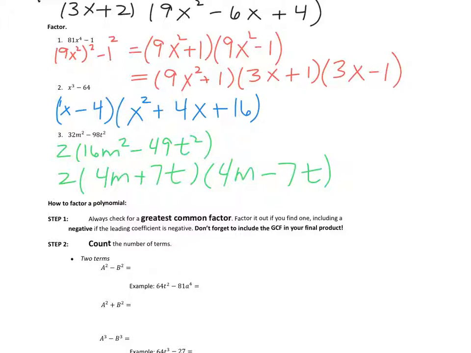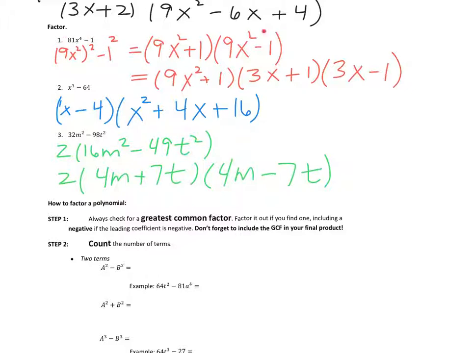All right, let's see how you guys did. So the first one was the difference of two squares. So again, there's no greatest common factor. You counted the terms, and it's a difference of squares. And here's the squares. Remember, 1 is a square. 1 is just 1 squared, so it's a square.